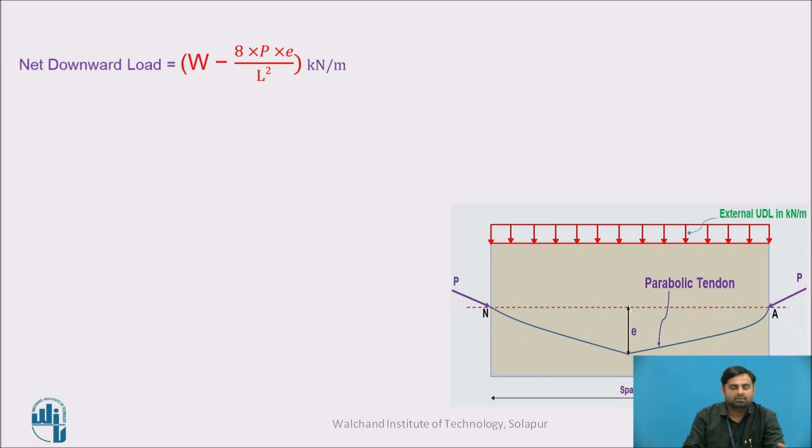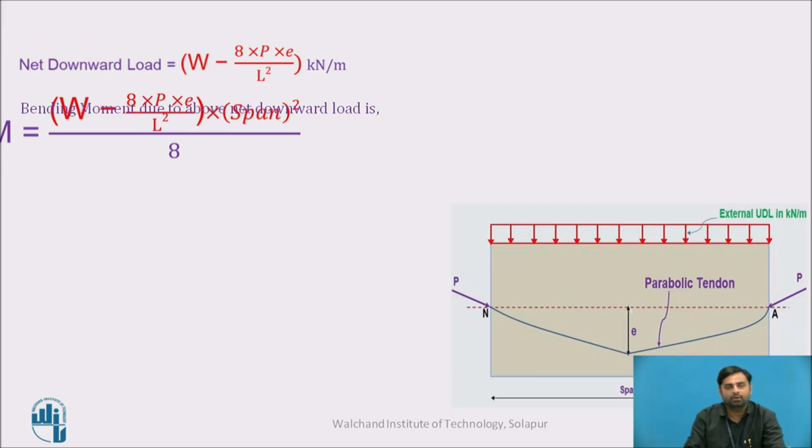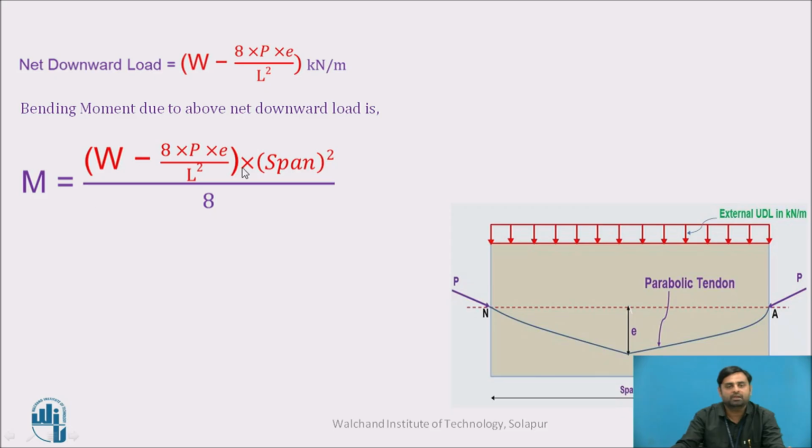Now this we have already discussed, net downward load W minus 8Pe upon L square. Now the bending moment due to the net downward load is WL square by 8, where we are considering this net load. So in this W here I have considered the external load as well as the self-weight of the beam. External load is given as a UDL and self-weight of the beam is also UDL. So you can take the total load over here, both are acting downward, and from that minus this 8Pe upon L square. So you will get the net downward load into span square divided by 8.